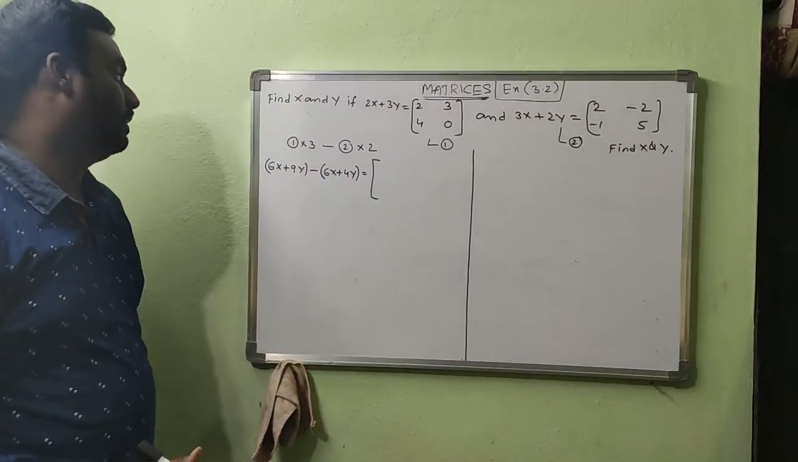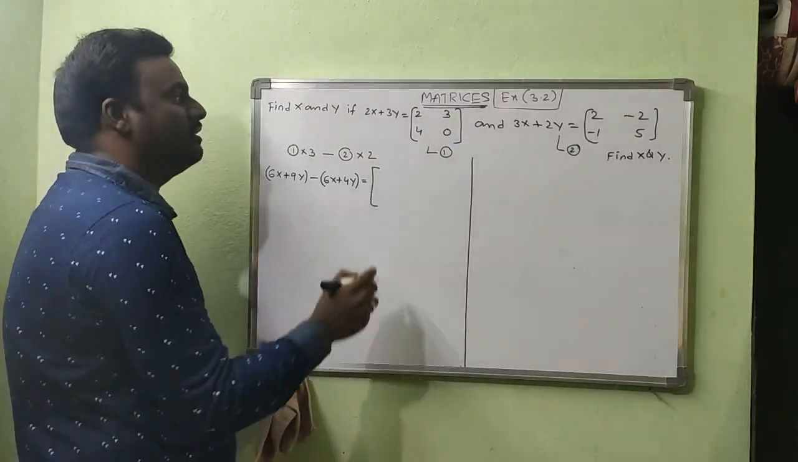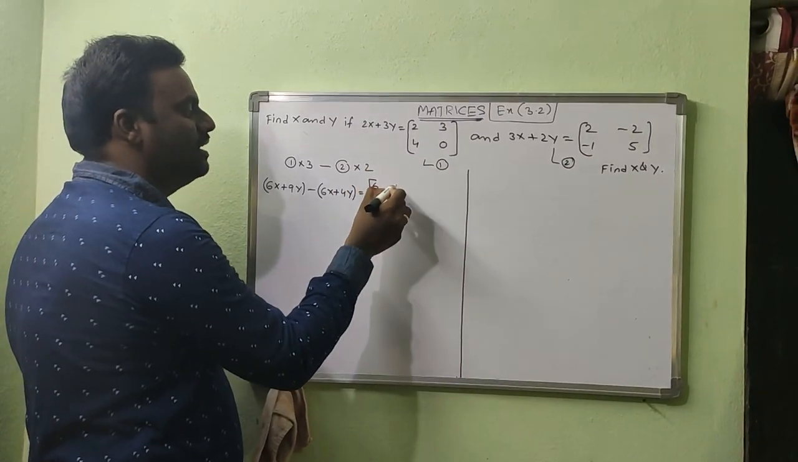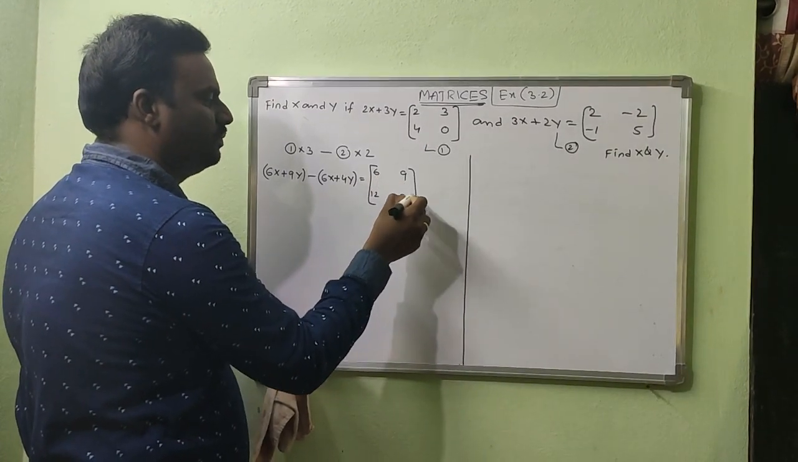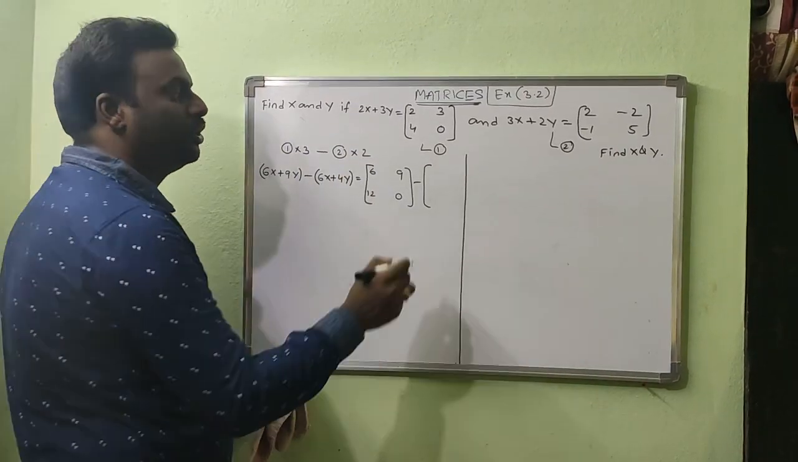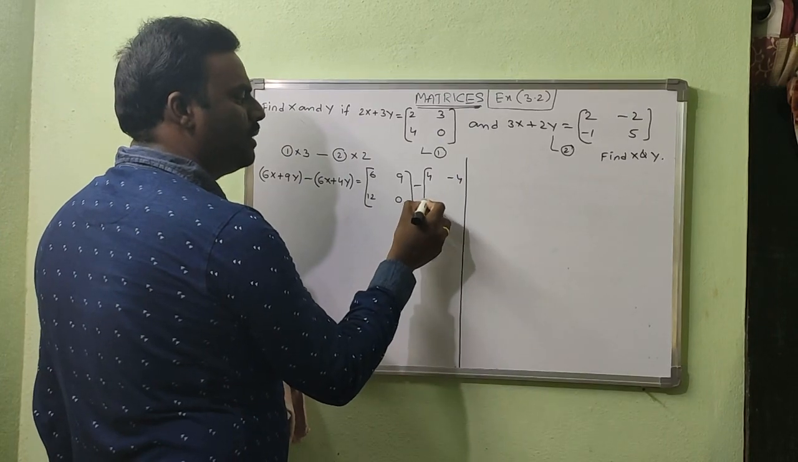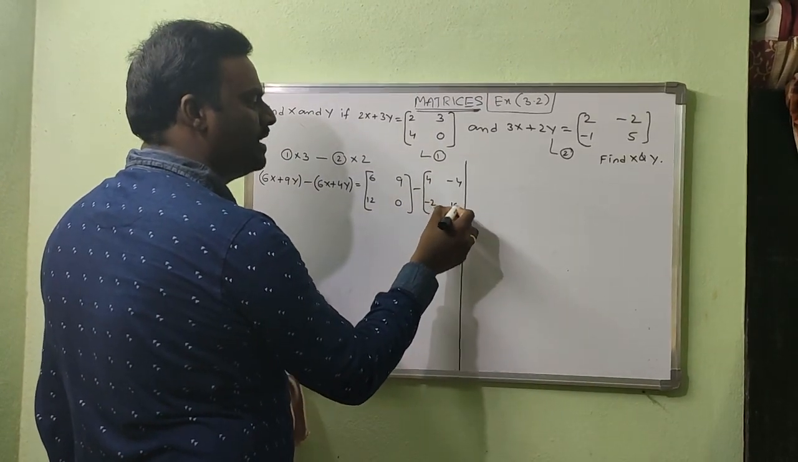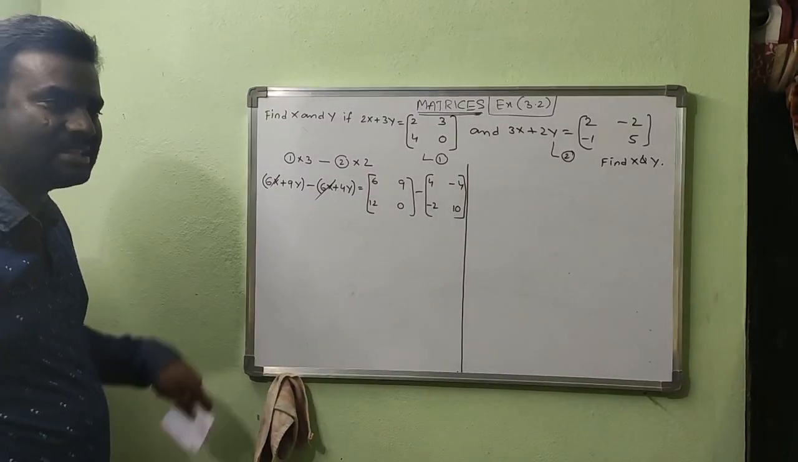Now the right side. The first equation is multiplied with 3, so this total matrix is multiplied with 3. 3 2 is 6. 3 3 is 9. 3 4 is 12. 3 into 0, 0. Now the second equation is multiplied with 2. 2 into 2, 4. 2 into minus 2, minus 4. 2 into minus 1, minus 2. 2 5 is 10. Now here 6X, 6X gets cancelled.